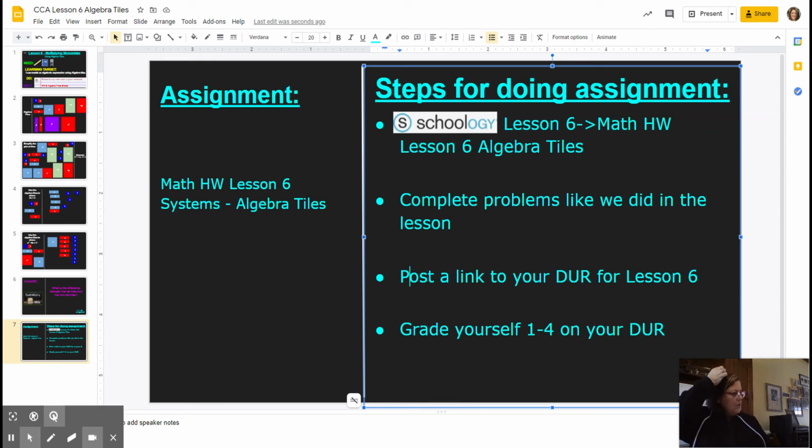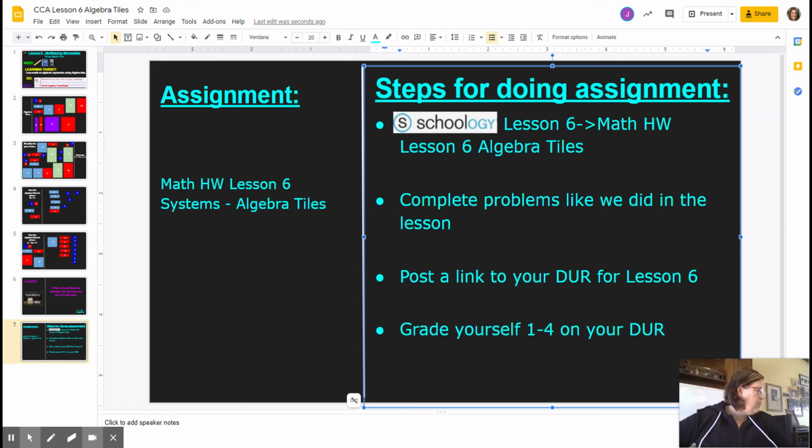So head on over into Schoology. You might need to refresh your screen. You might need to refresh your screen so the slide deck or the folder shows.